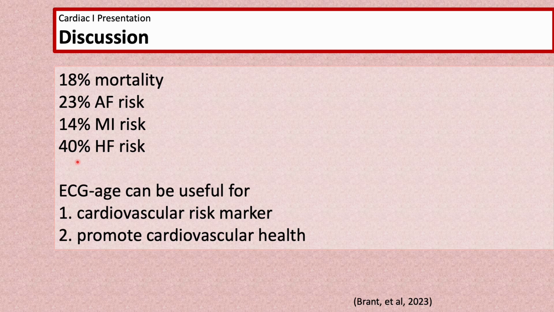Using multivariable models, accelerated aging is associated with a 28% increase in all-cause mortality, while decelerated aging was associated with a 16% decrease in all-cause mortality. Because ECG is widely available and low cost, ECG age can potentially be used as a scalable marker of cardiovascular risk and can be used to strategically promote cardiovascular health.